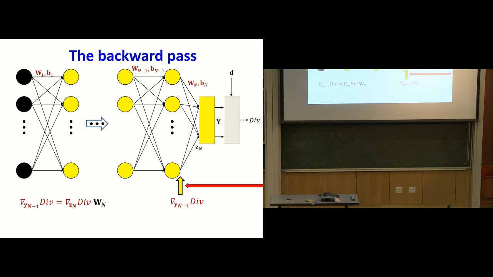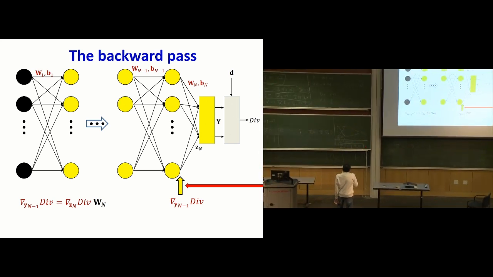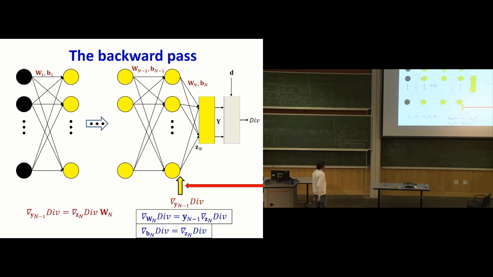Now here, I take a step sideways, and I also compute the derivative of the divergence with respect to this weight. But over there, now I can use this rule over here. The derivative of this divergence with respect to the weights in this matrix is simply going to be the output of this layer, y, times the gradient of the divergence with respect to the z's. So that's what you will get. The derivative of the divergence with respect to the weights matrix over here is going to be the output of this layer times the gradient of the divergence with respect to the z.